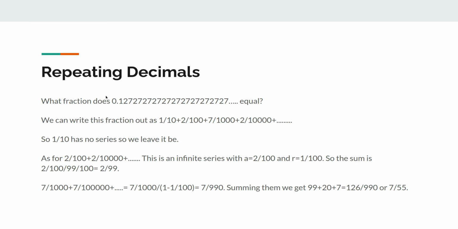So then there's repeating decimals. This is also a geometric series topic. You're asked what fraction does 0.127272727, forever, equal. You could also write this as 0.127 with a line over the 27 that indicates it's repeating. This can also be written as 1 over 10 plus 2 over 100 plus 7 over 1000 plus 2 over 10,000. You guys get that, right? Like how I can write it as 1 over 10, 2 over 100.